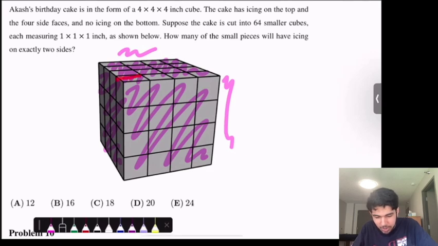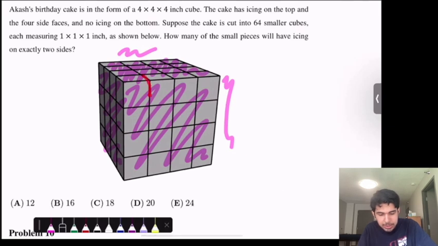So let's consider this corner piece right here. That has icing on 3 sides, right? It has it here, here, and here. The other 3 sides of the cube, because it's a cube, as said here, and cubes have 6 sides, are on the interior of this cake, so they don't receive any icing. So this corner piece will have 3 sides with icing, so we don't count it. Same thing for this corner piece here, this corner piece, and that corner piece. So those corner pieces are not going to contribute to our total because they have icing on 3 sides.